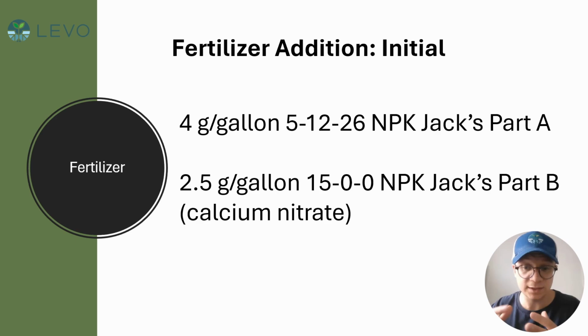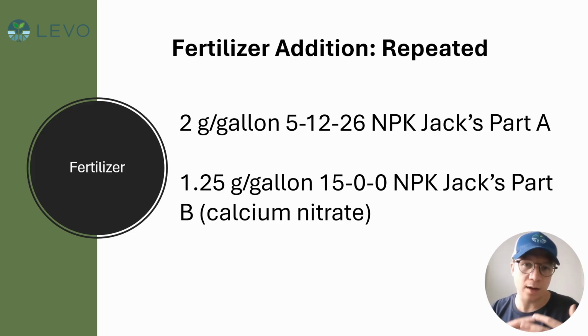How we do this is we use just the recommended addition of our fertilizer mix. We use the 5-12-26 NPK JAX Part A and the 15-0-0 NPK JAX Part B at its recommended application rate on the label to start off with. And then we do this across the board for different crops.